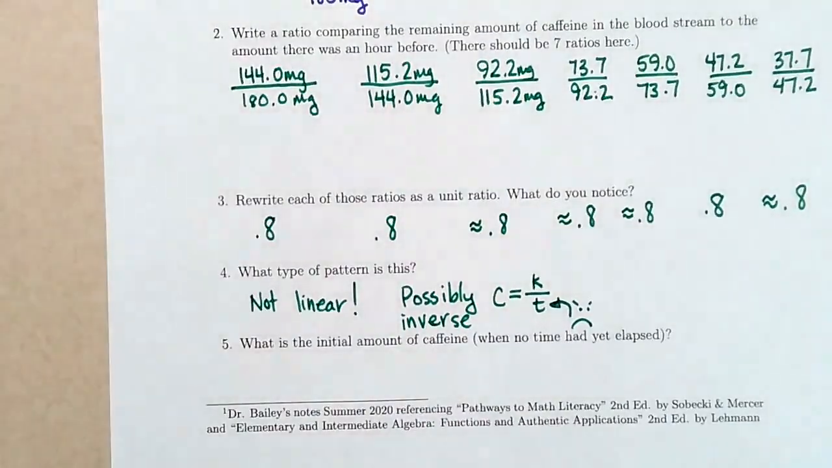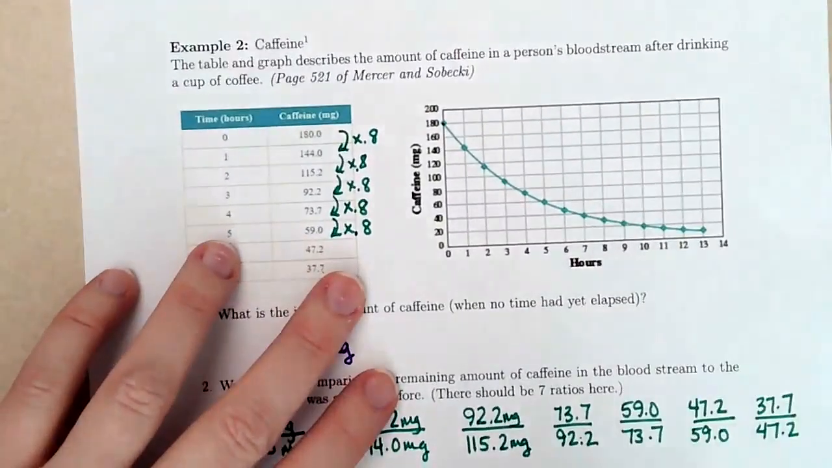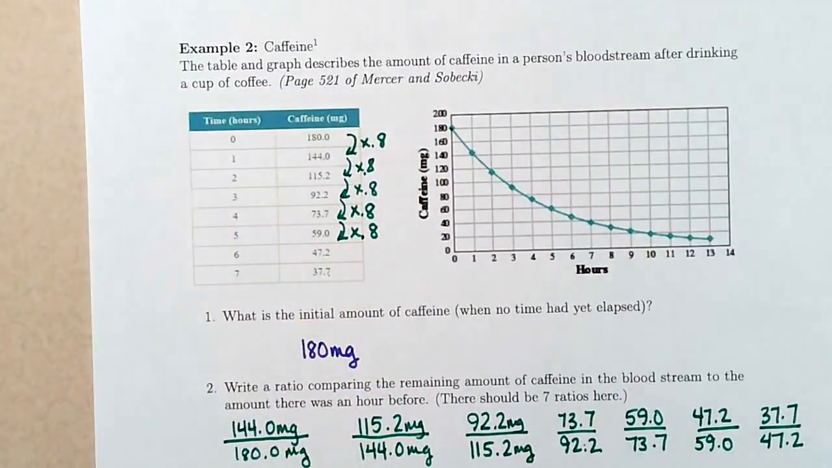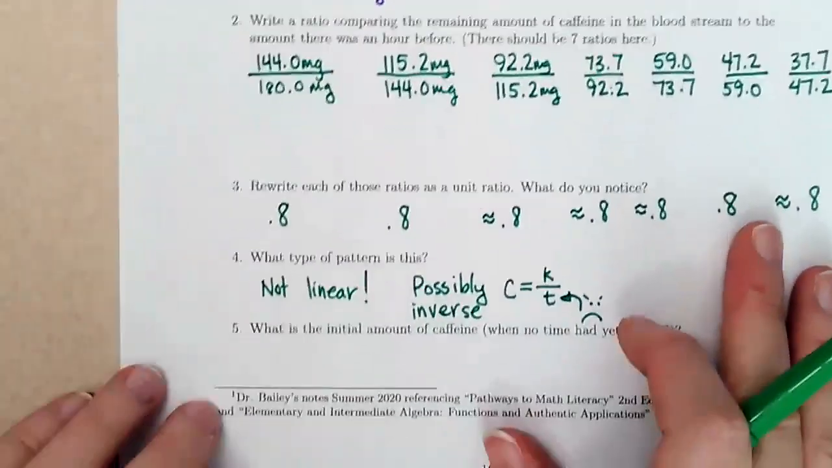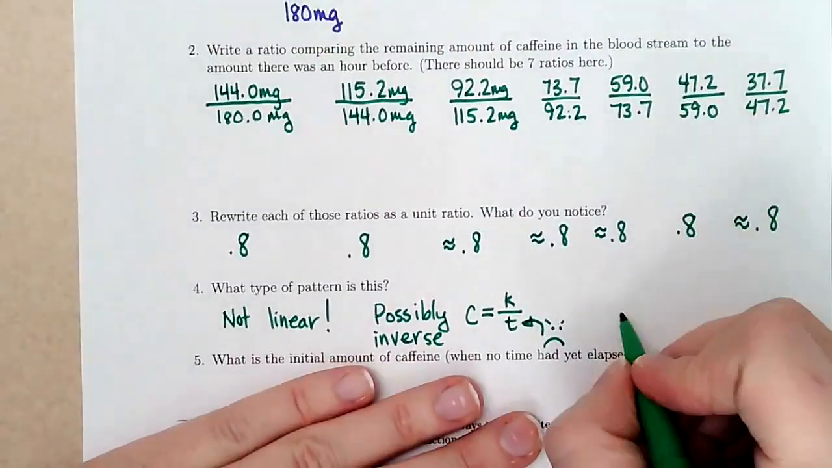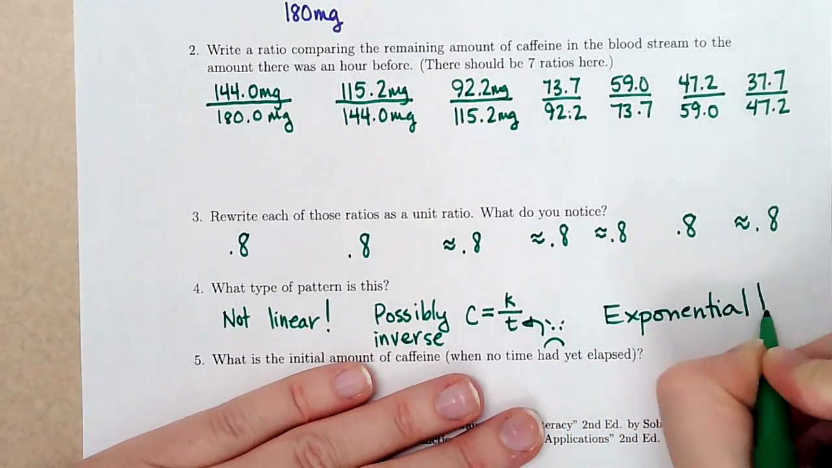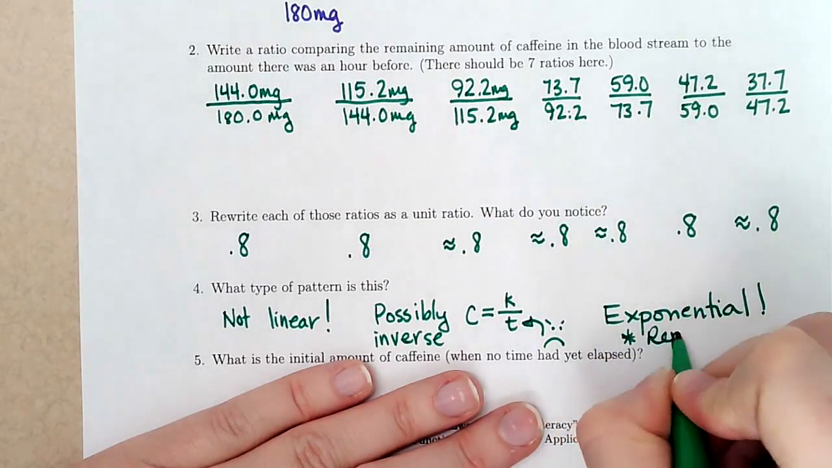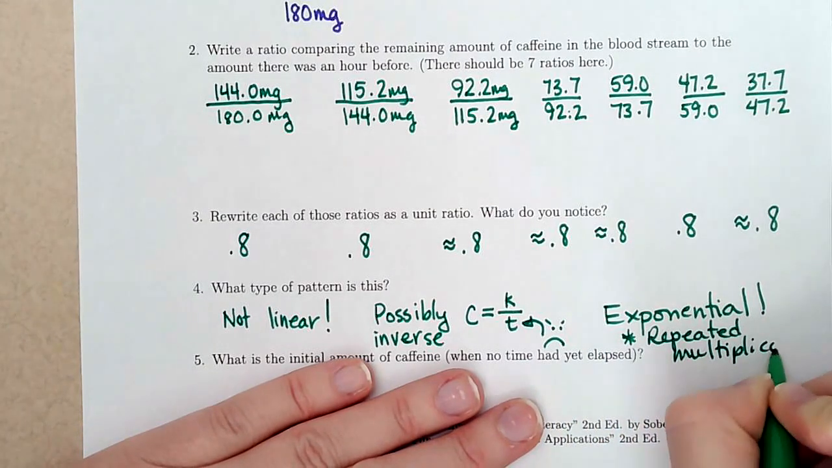So, not inverse variation. Then we go back to what happened in the last one when we were looking at bacteria, and that was doubling, right? It had a constant multiplier, and we ended up rewriting it with exponents. So here we go. If you do repeated multiplications, this is going to be exponential due to repeated multiplication.